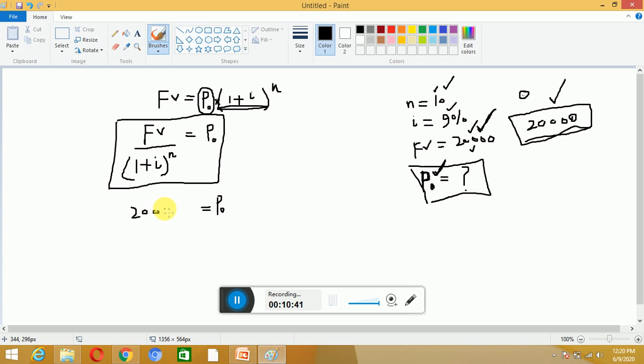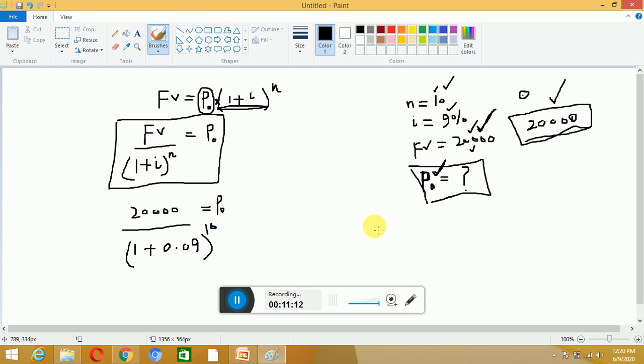So you need 20,000 divided by 1 plus i. Interest is how much? 9%, means 0.09. Bracket, and raised to the power n, number of years. So number of years is 10.